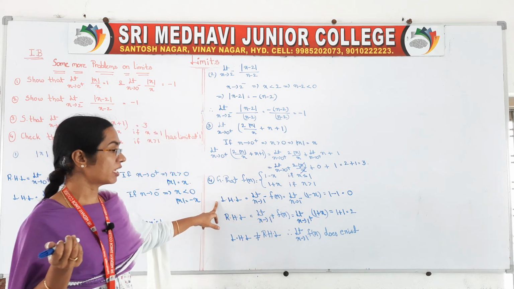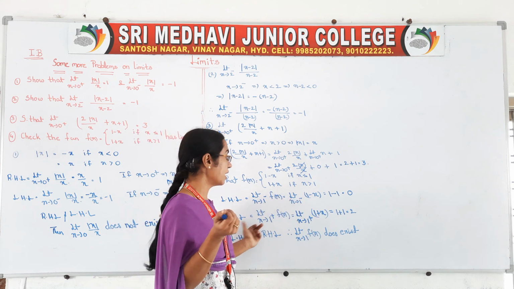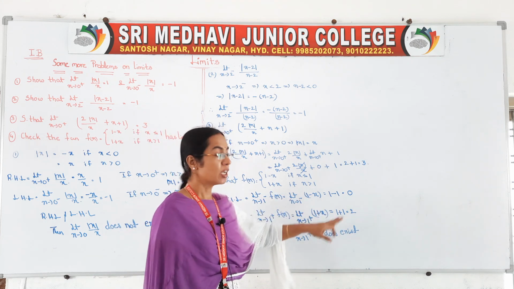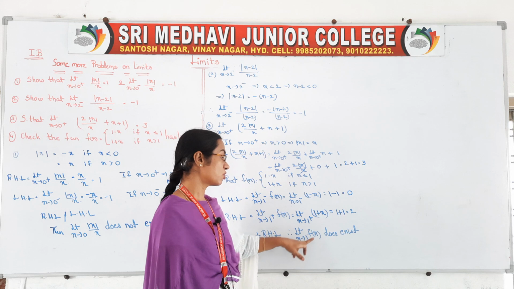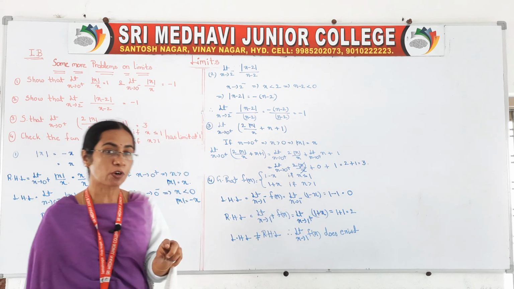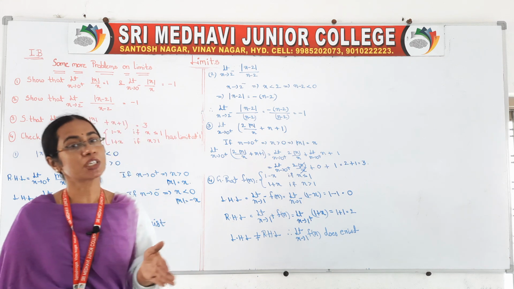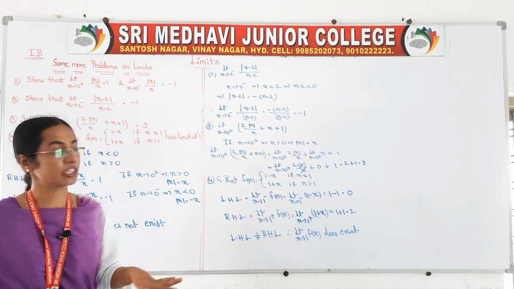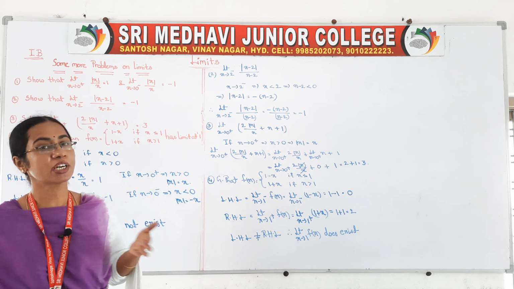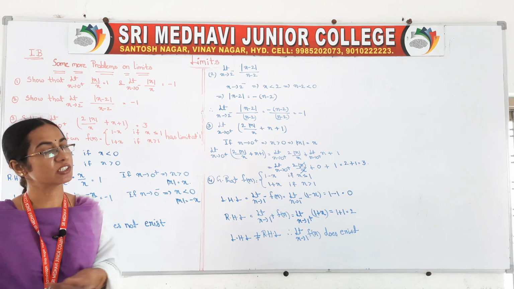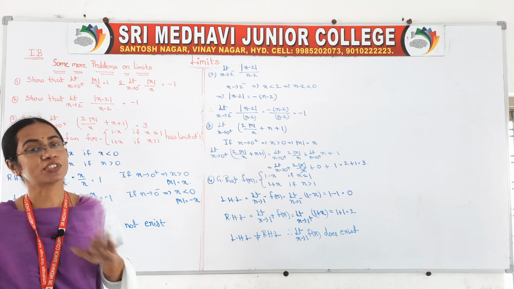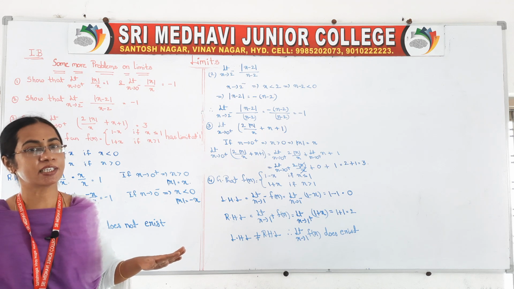Suppose here left hand limit is equal to 0 and right hand limit is equal to 0, then we can write limit x tends to 1, f of x is equal to 0, right. But here both are not equal. That must be the compulsory condition. If left hand limit is equal to right hand limit, the limit of that function exists. Otherwise the limit of that function does not exist.